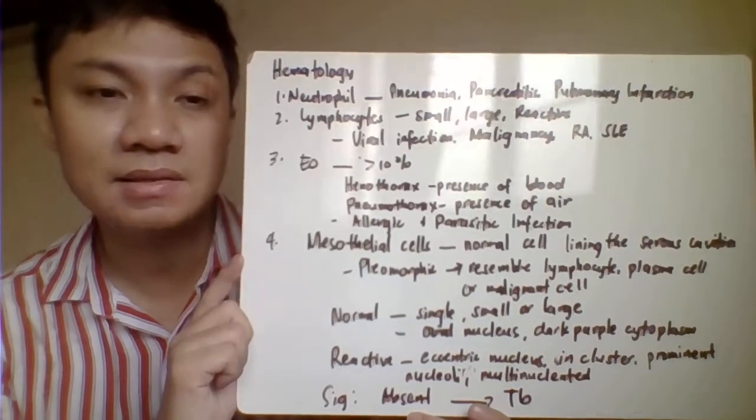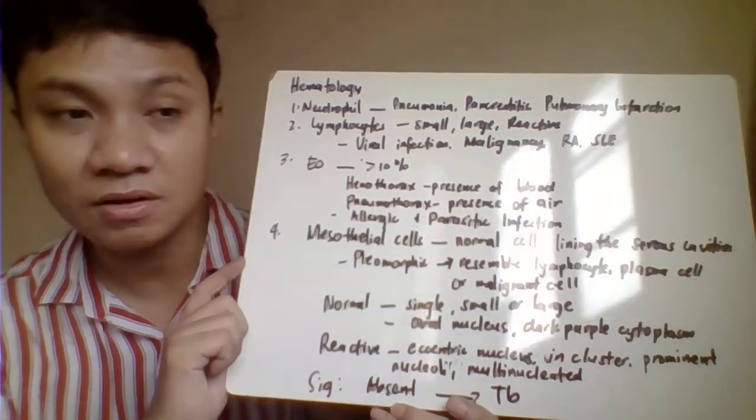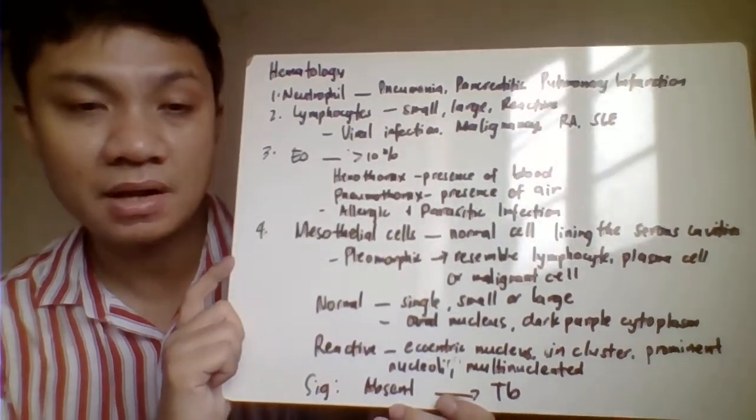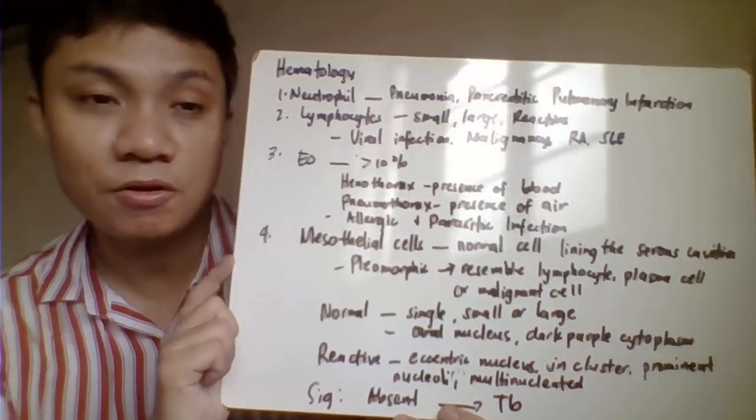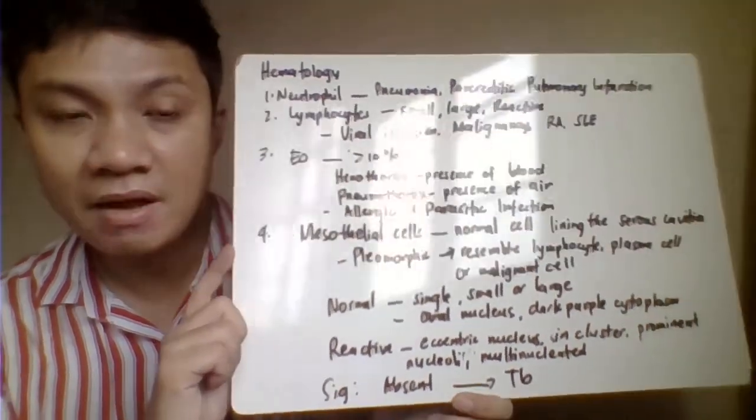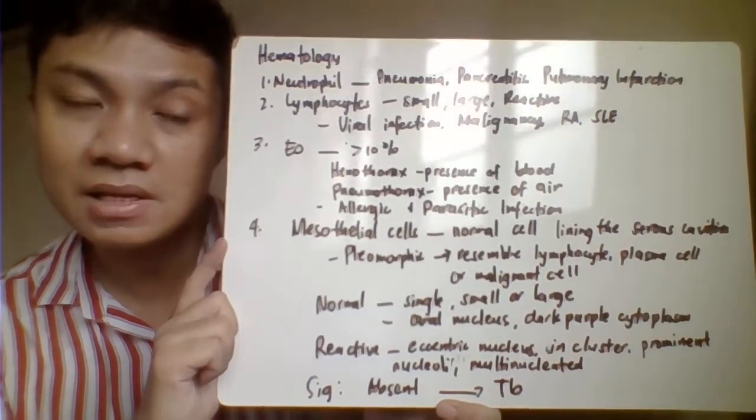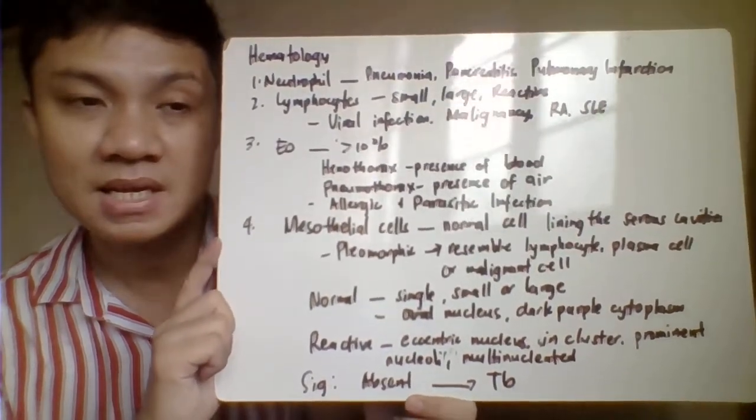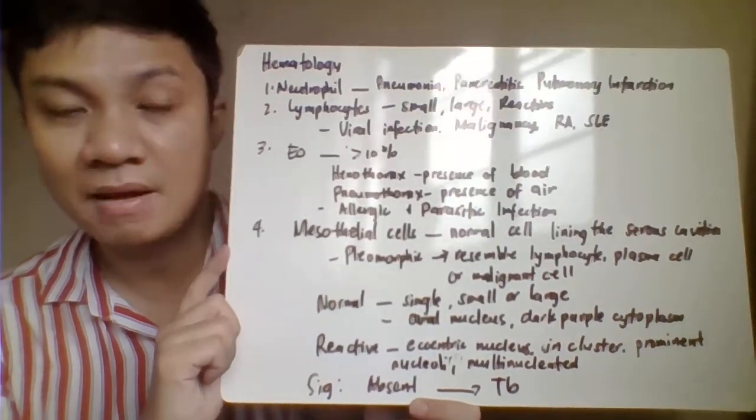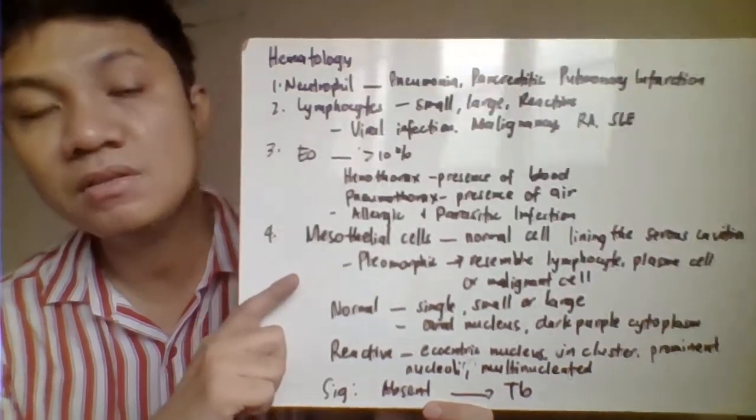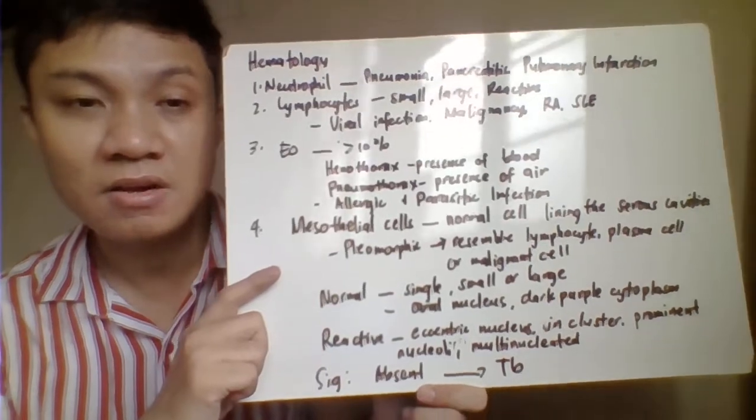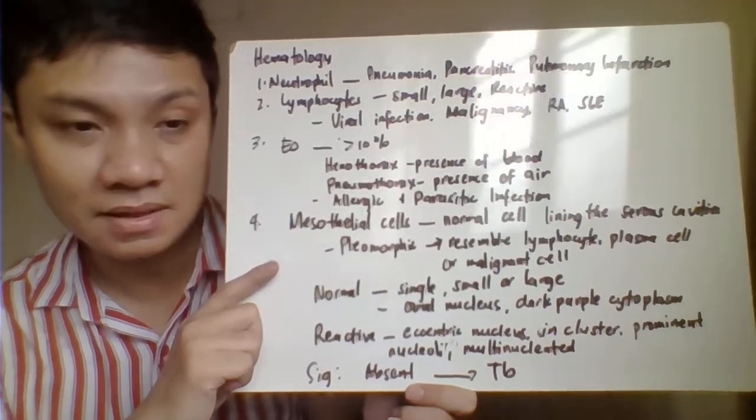Eosinophils, more than 10%, signify the presence of air in the lungs. You call this pneumothorax. Or the presence of blood, you call this hemothorax. Or it might also be related to an allergic reaction or even parasitic infection. Then we have the mesothelial cells. Mesothelial cells are normally present. It's a normal cell lining the serous cavity membrane. It might appear pleomorphic, which means it shows different morphology. It might resemble lymphocytes, plasma cells, or even malignant cells.